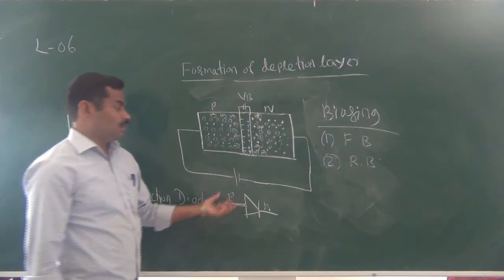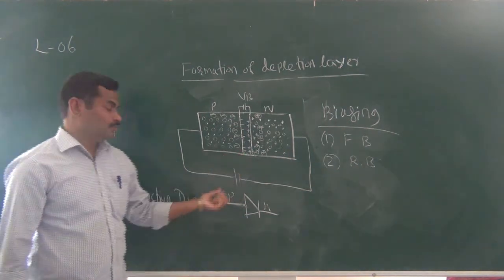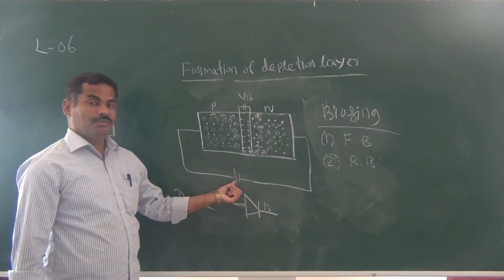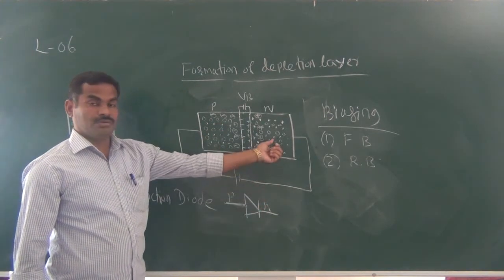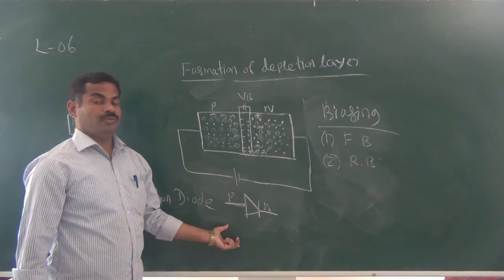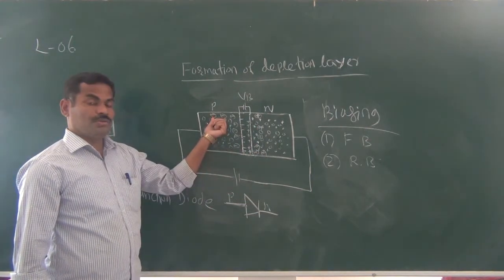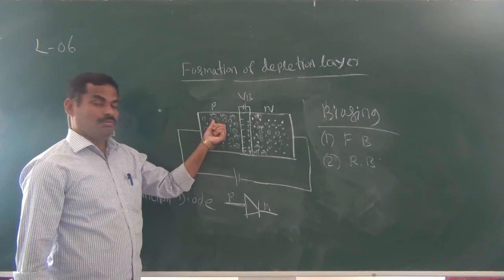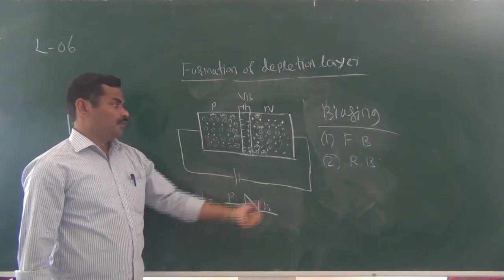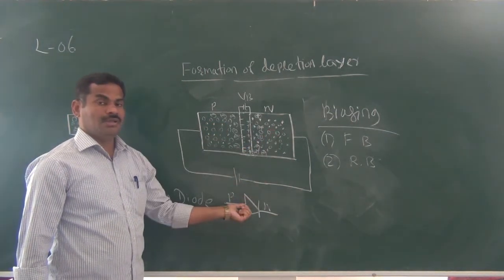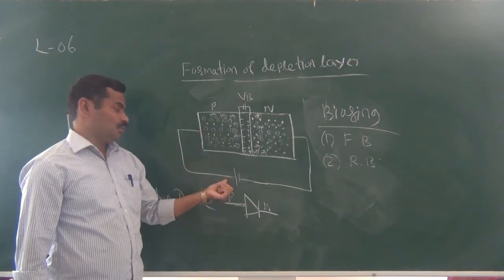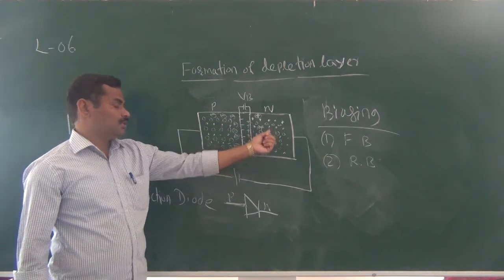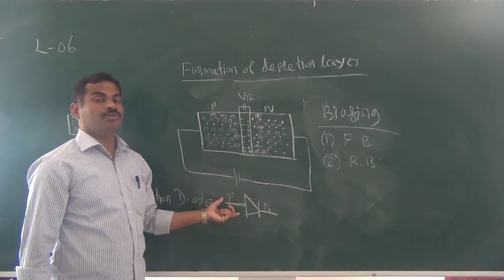And as I said, what is forward bias? It is nothing but the positive of the battery given to the positive of the diode, and the negative of the battery given to the negative of the diode. Or the P-type semiconductor is connected to the positive of the battery, and the N-type semiconductor is connected to the negative of the battery. That is forward bias.